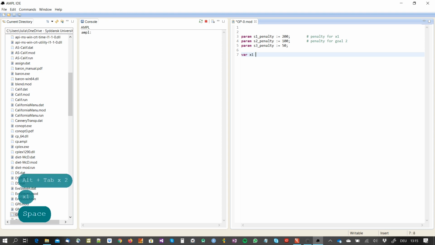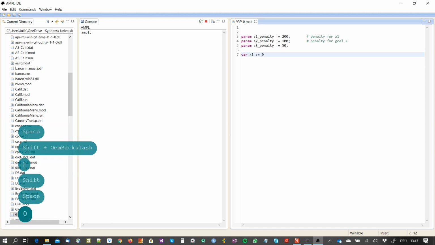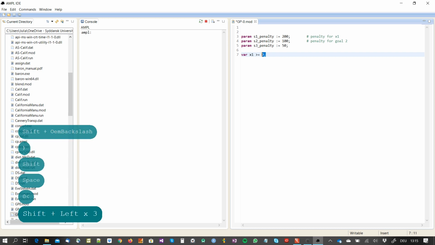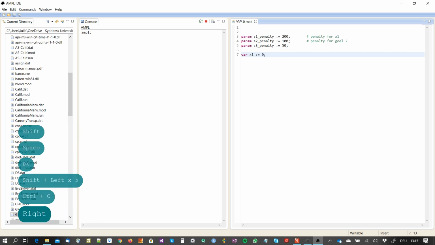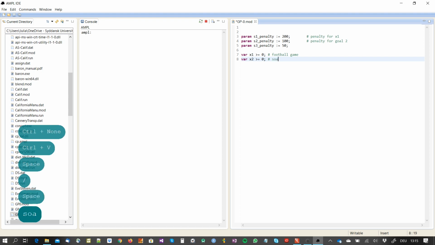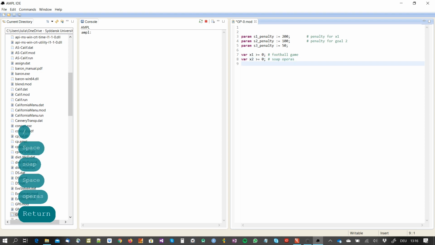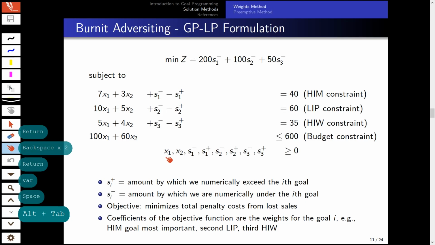So we have x1, and we define it larger or equal to 0. We can copy that as we will use it a lot. And this was the variable for the football game. Then we introduce x2 with the same setting. And these were for soap operas. So these were the two decision variables.